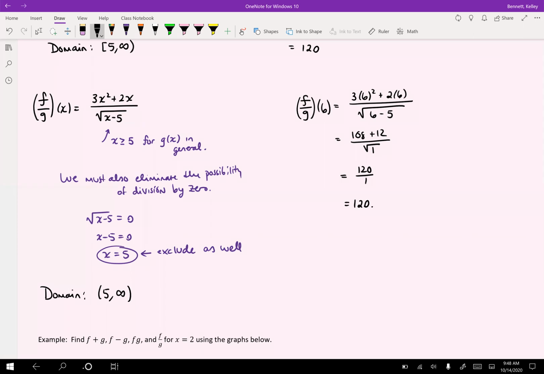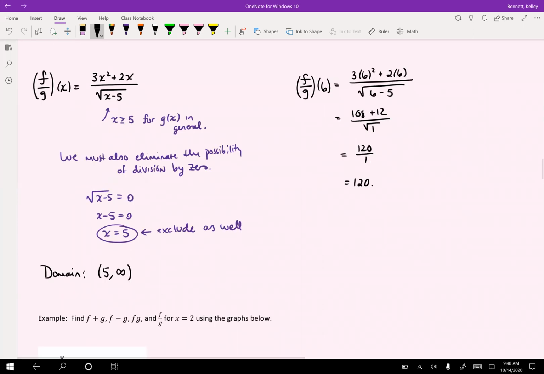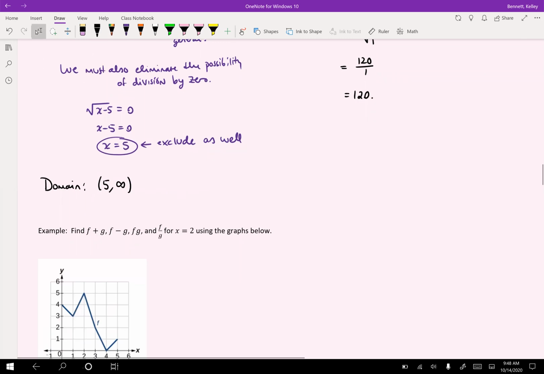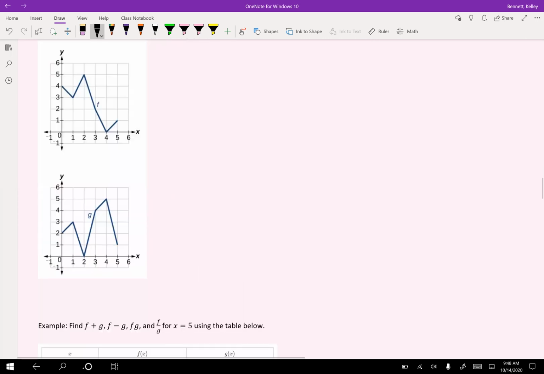So in the next video, we're going to look at combining functions with arithmetic from a graph and also from a table.